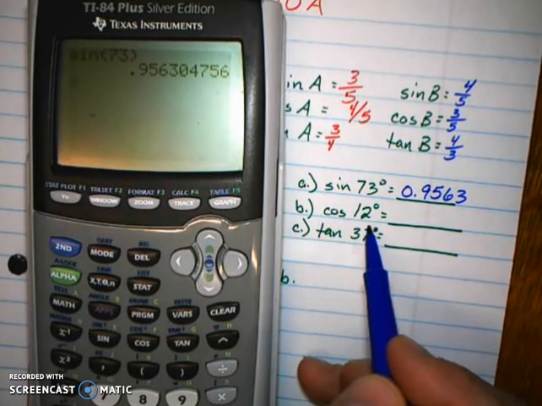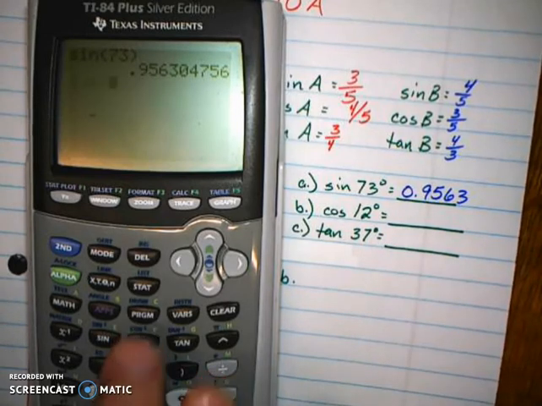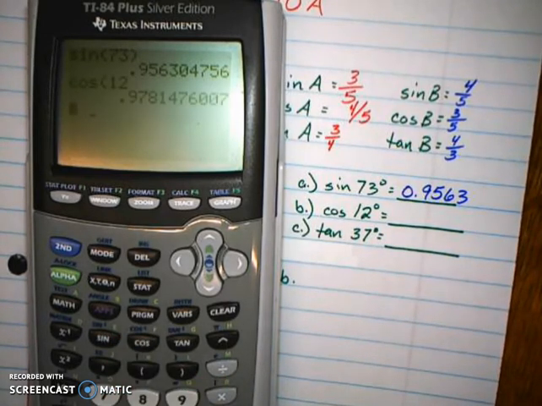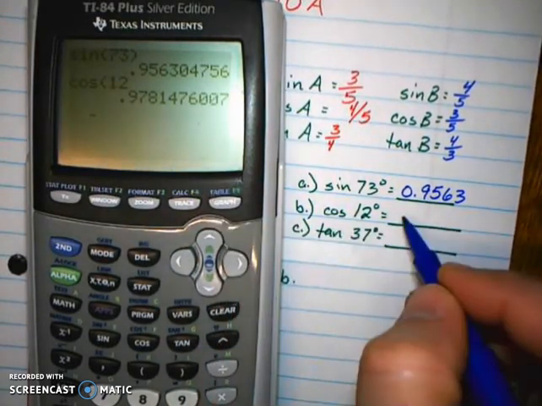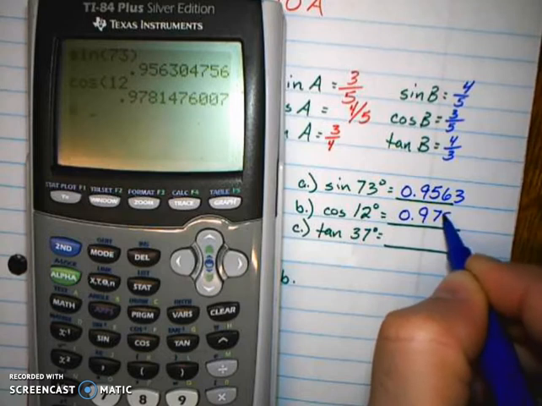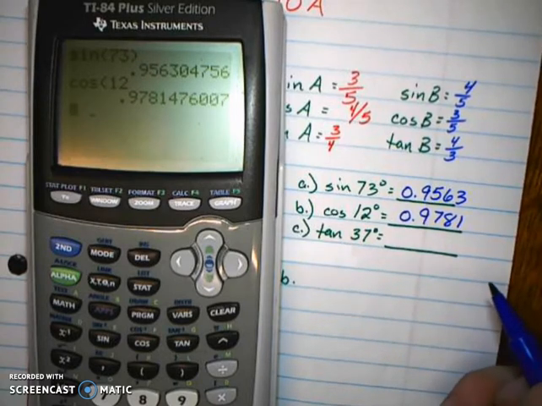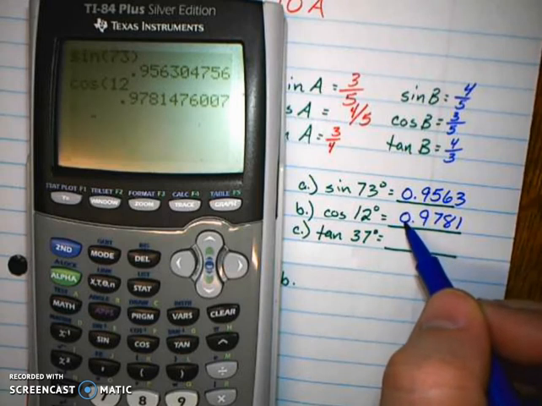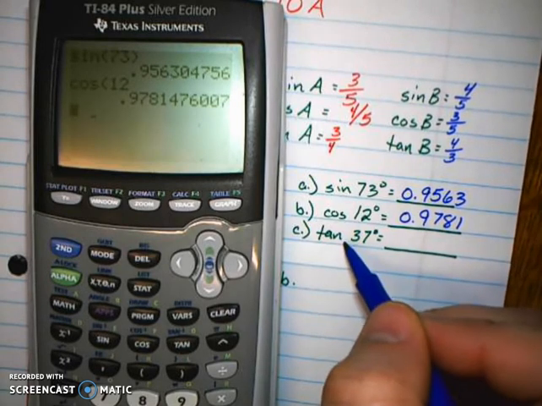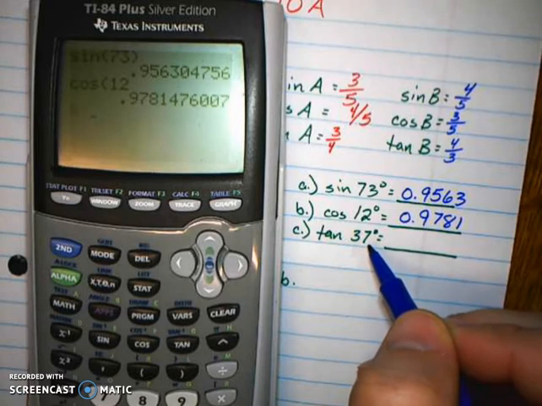Then we're going to do cosine of a 12-degree angle. So I just type in cosine 12, hit enter, and it's 0.9781. Depending on the size of the angle, these ratios could range anywhere from closer to 0 or closer to 1. But the tangent ratio could be a lot of different things.